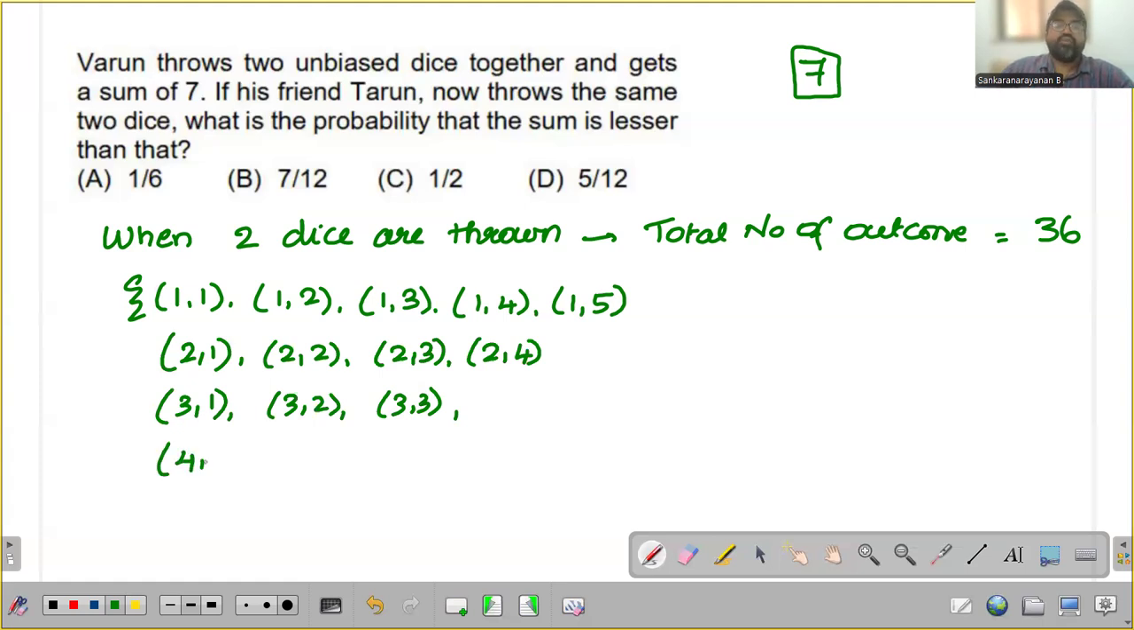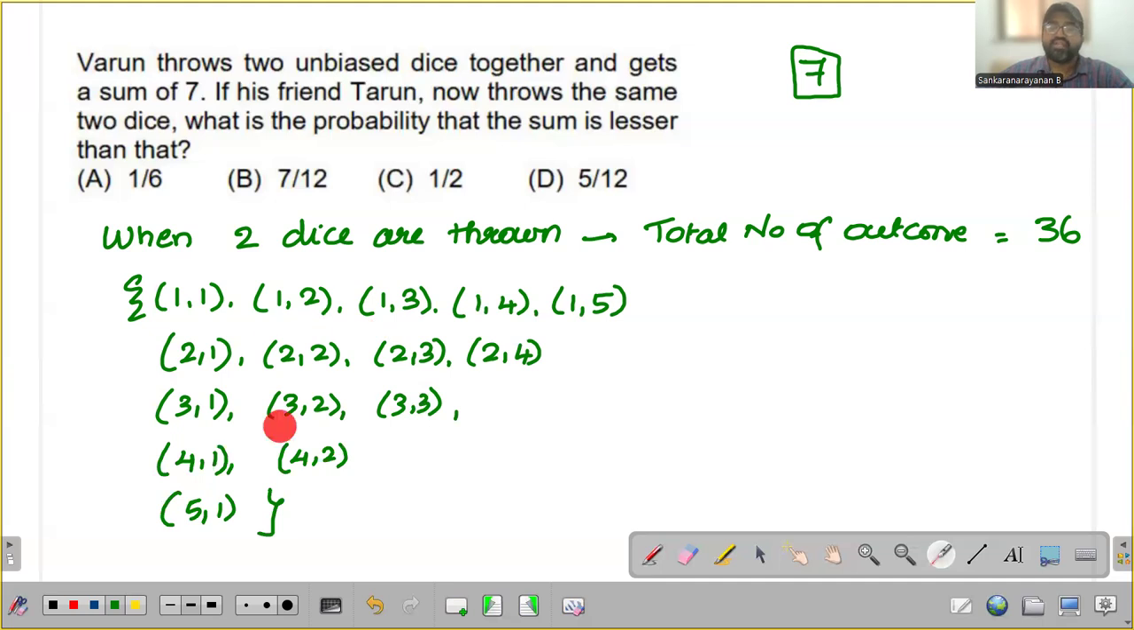Then we have 4,1; 4,2, and finally 5,1. Okay, so these are the favorable outcomes, wherein when Tarun throws the same two dice, the sum that Tarun sees is less than 7.